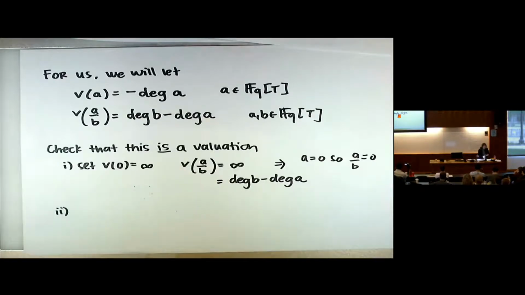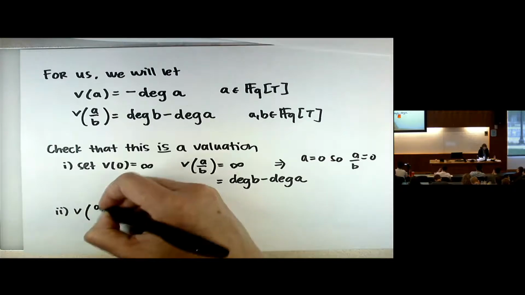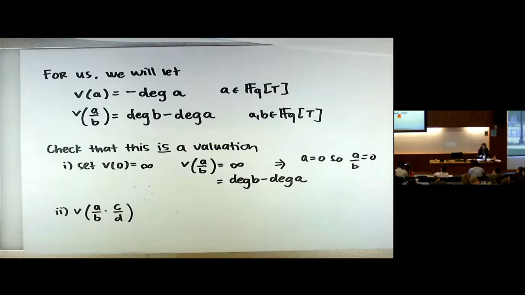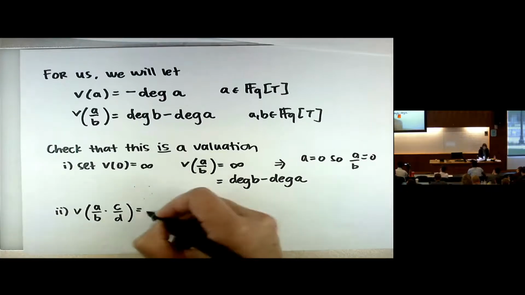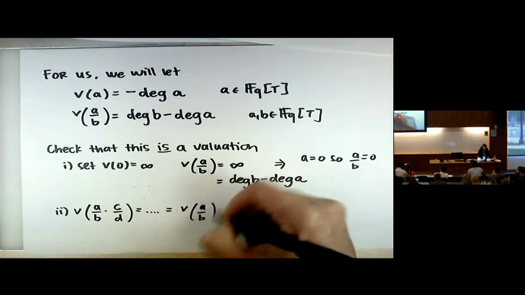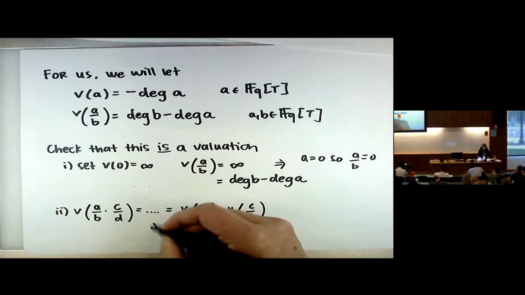Okay, that's not the tough part. Then I can check that the valuation of a divided by b times c divided by d, blah, blah, blah, gives the sum in the end. And I'm actually going to leave this as an exercise.